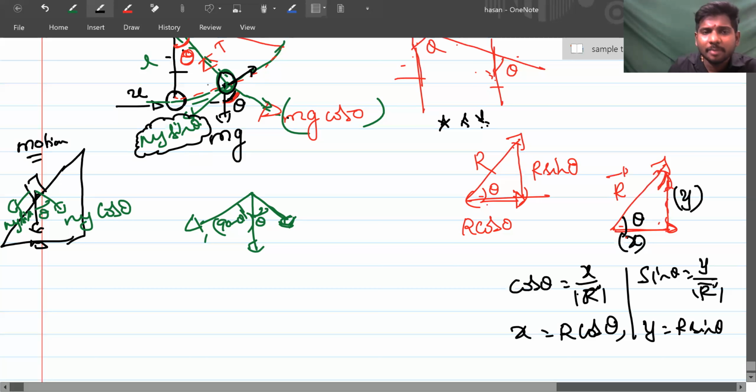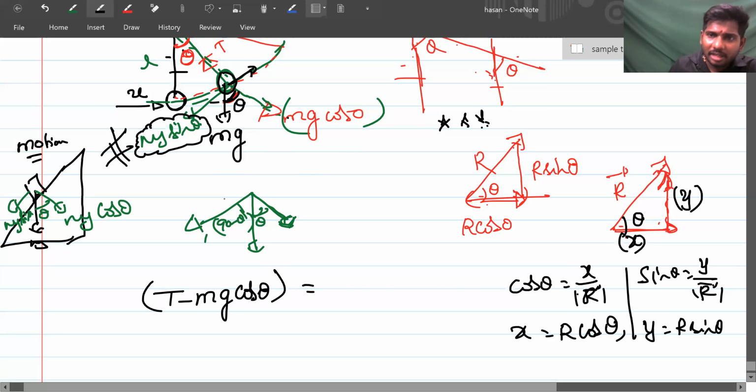Speeding up or slowing down is done by this mg sin theta, but changing the angle is done by the forces along the line. Now what are the forces along this line? T inwards, mg cos theta outwards. That will be T minus mg cos theta, towards the center, which provides the centripetal force required. That will be equal to m Vp square by R. R is here L. This is the force equation to be written.